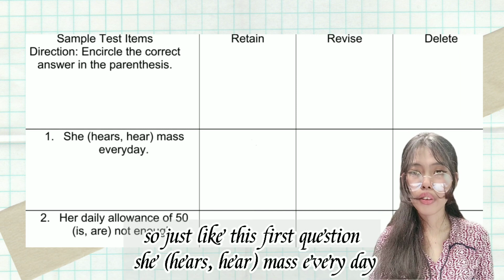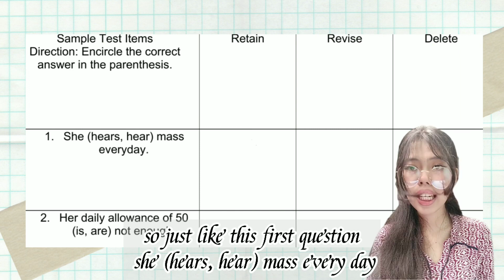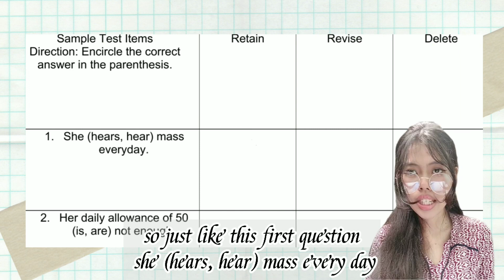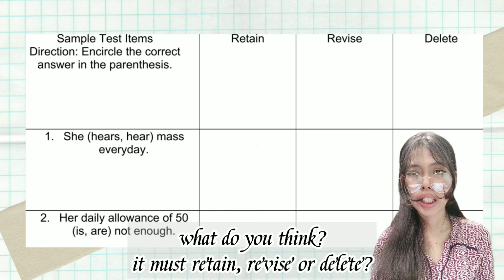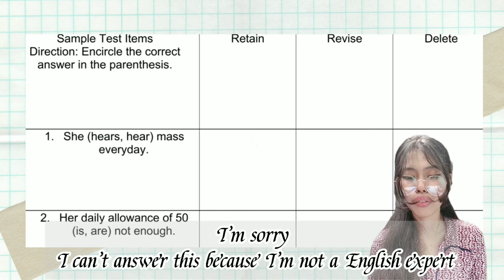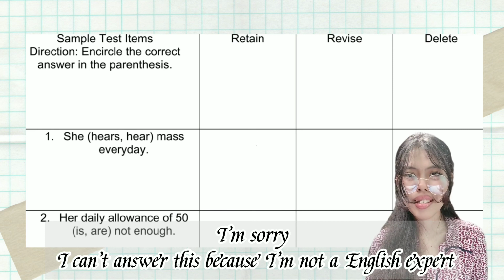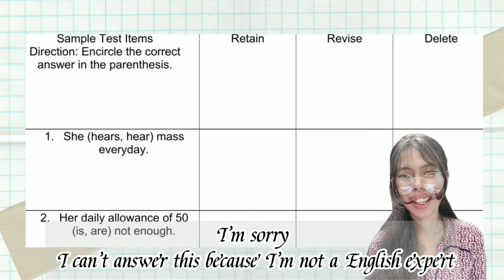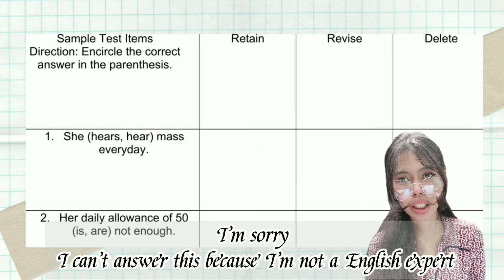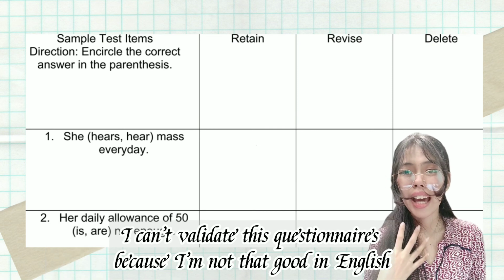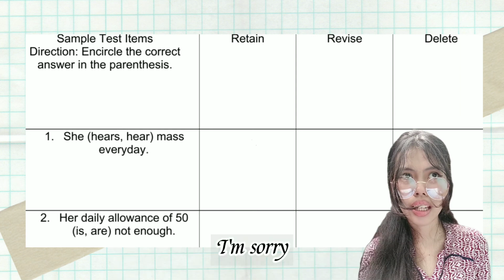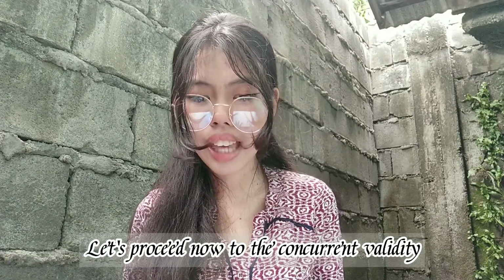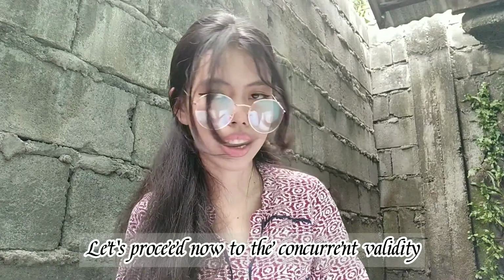So just like this first question, "She hears mass every day." What do you think? Must it be retained, revised, or deleted? I'm sorry, I can't answer this because I'm not an English expert. I can't also validate these questionnaires, and I'm not that good in English. I'm sorry. So let's proceed now to the concurrent validity.